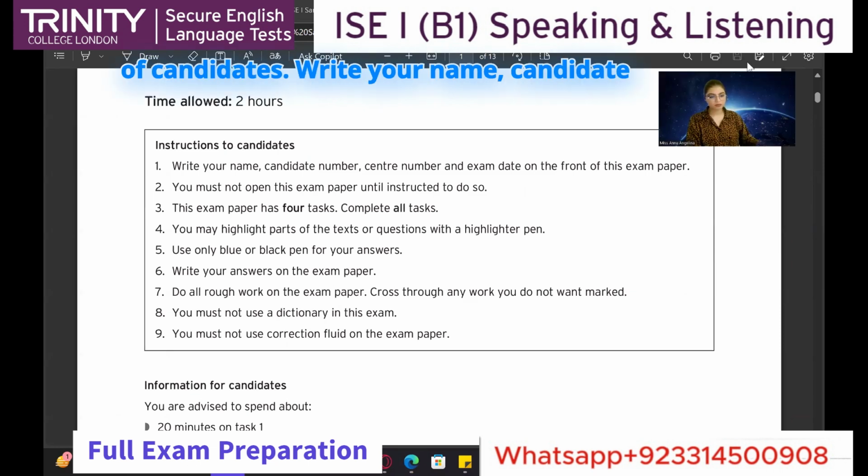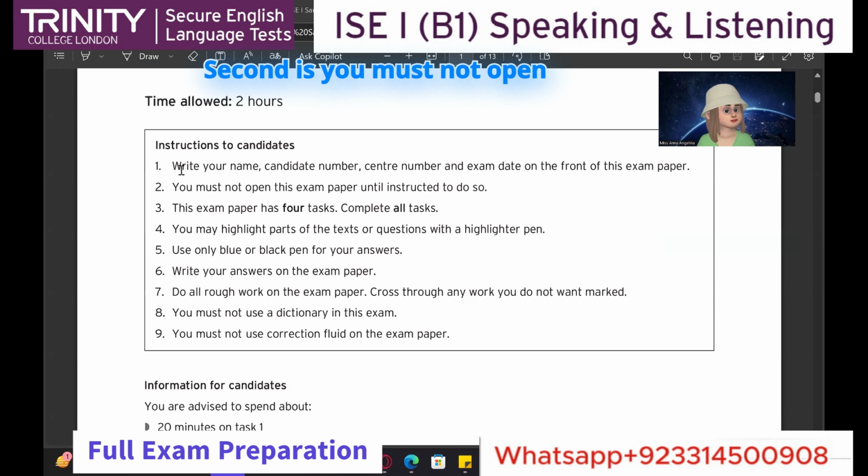Instructions to candidates. One, write your name, candidate number, centre number, and exam date on the front of this exam paper. Two, you must not open this exam paper until instructed to do so. Three, this exam paper has 4 tasks. Complete all tasks.